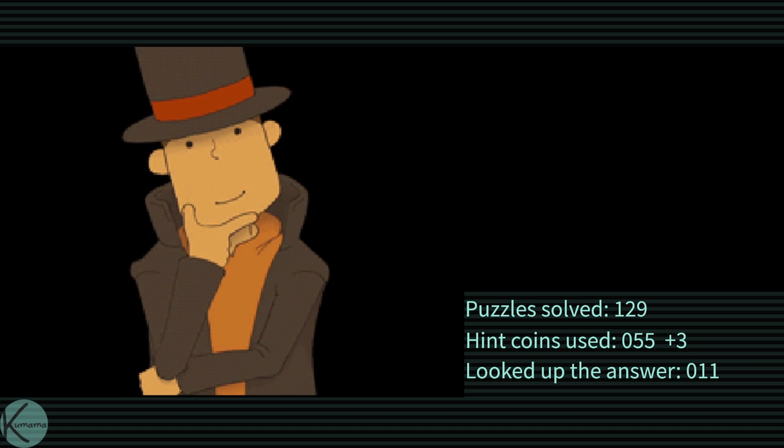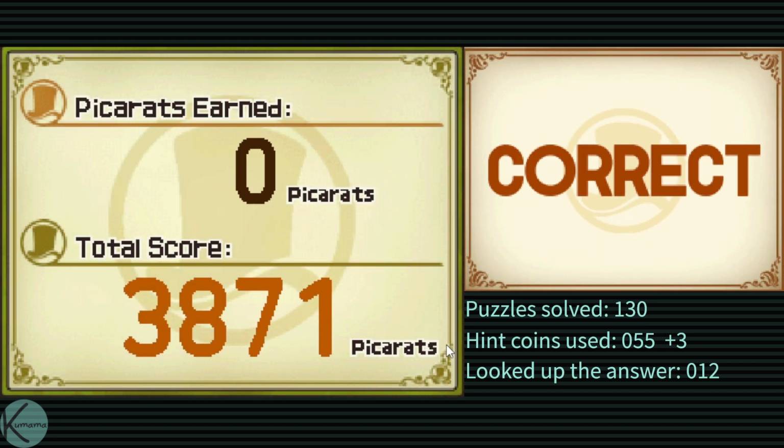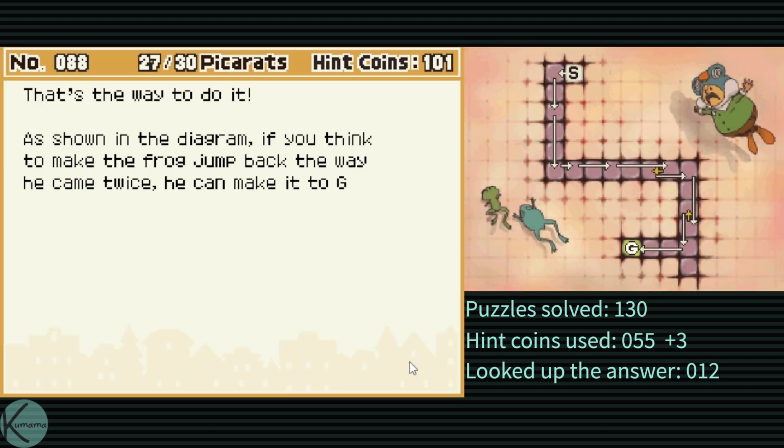This should do the trick. A true gentleman leaves no puzzle unsolved. That's the way to do it. As shown in the diagram, if you think to make the frog jump back the way he came twice, he can make it to G in 12 hops.